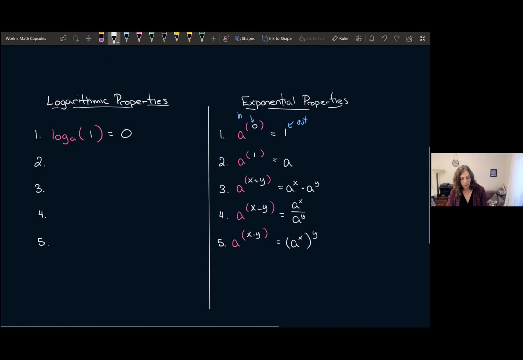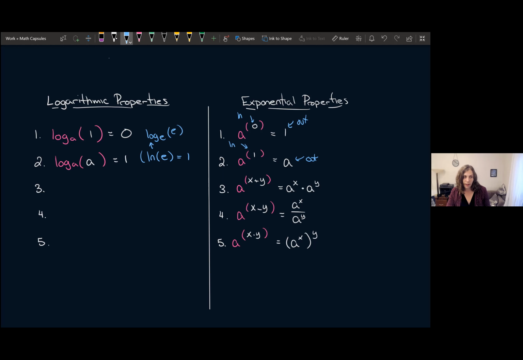My second property is very similar. This time I'm plugging in a value of 1 to my exponent, and I'm noticing that any base a to the power of 1 would just give you a back again. When I translate that into a statement about logarithms, it would say that log base a of a is equal to 1, and that's true for any value of a. A special case of that to keep in mind: if the base is e, we write it as ln. Ln of e would be equal to 1 because ln is the same thing as log base e. That's a good one to keep in mind as a special case.